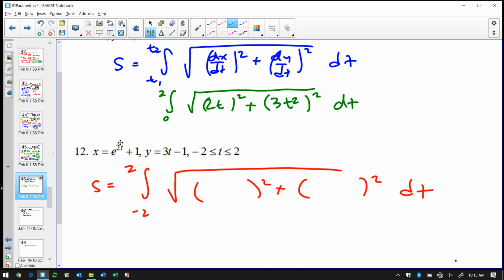What's the derivative of my x here? 2e^(2t). What's the derivative of my y here? 3. You could have just put 9 there if you wanted to. Okay, how easy is that? Go ahead and put your limits in, -2 to 2.